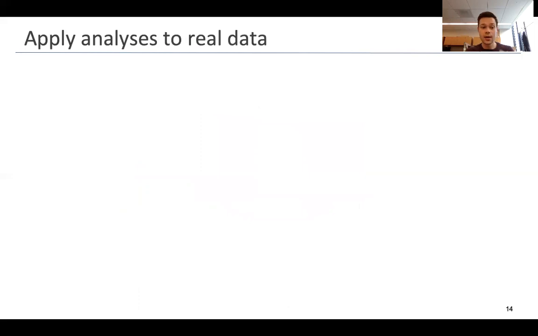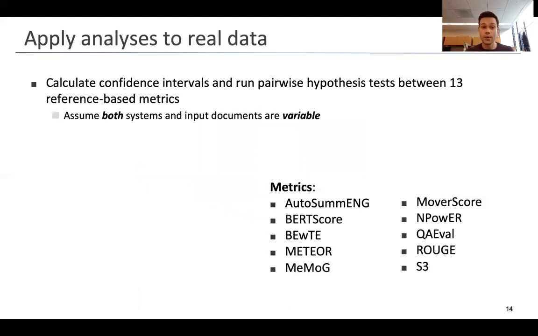So what we'll do now is apply these methods to real data and analyze what we learn. We're going to calculate confidence intervals and run pairwise hypothesis tests between a whole bunch of reference-based evaluation metrics, under the assumption that both the systems and the input documents are variable.